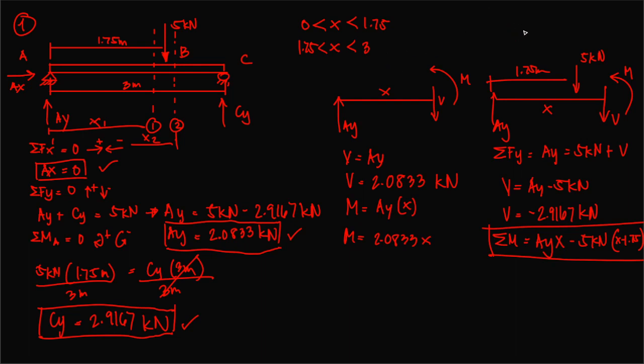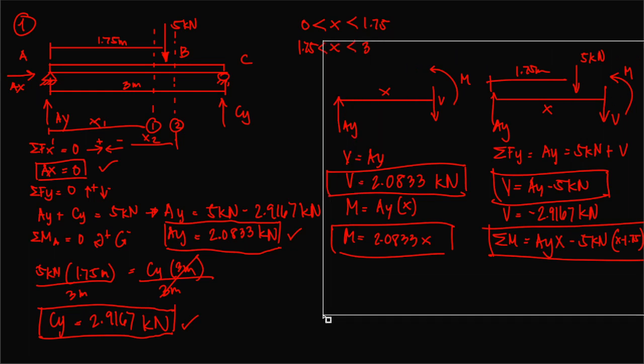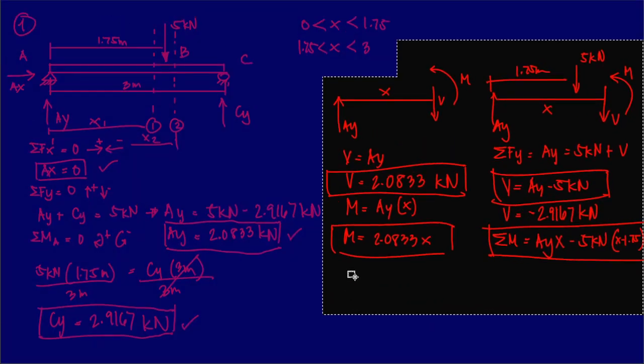I don't even know that I won't be using those terms anymore. So here we have the V and then the moment for these two segments. So with using this, we are now able to graph or draw the diagram of shear and moment.